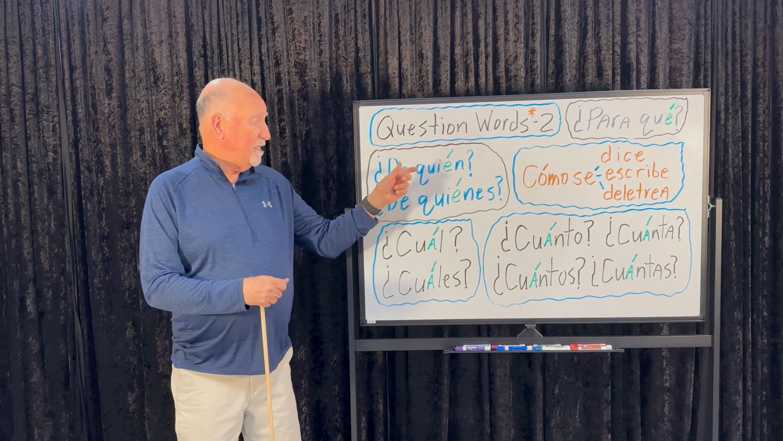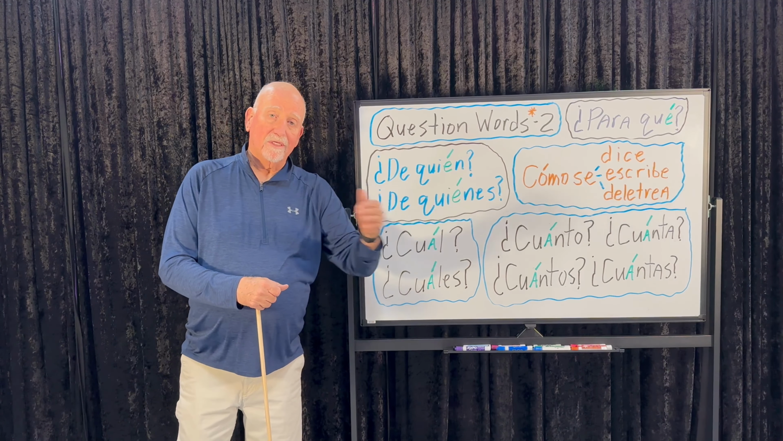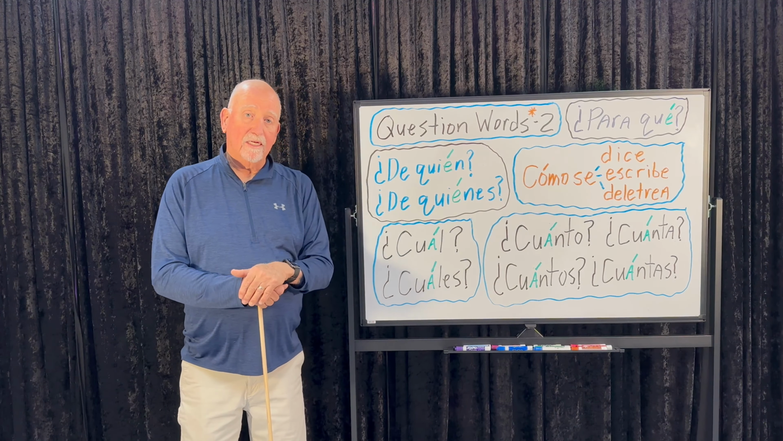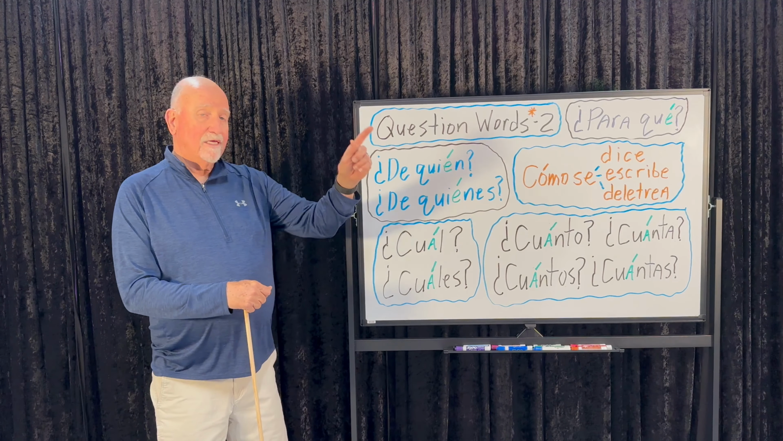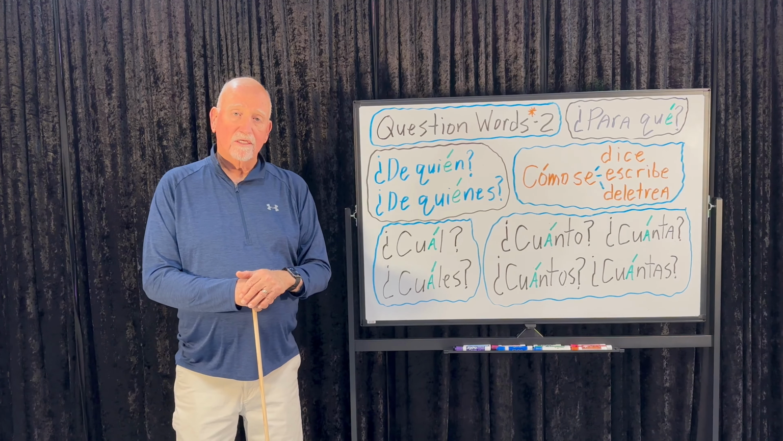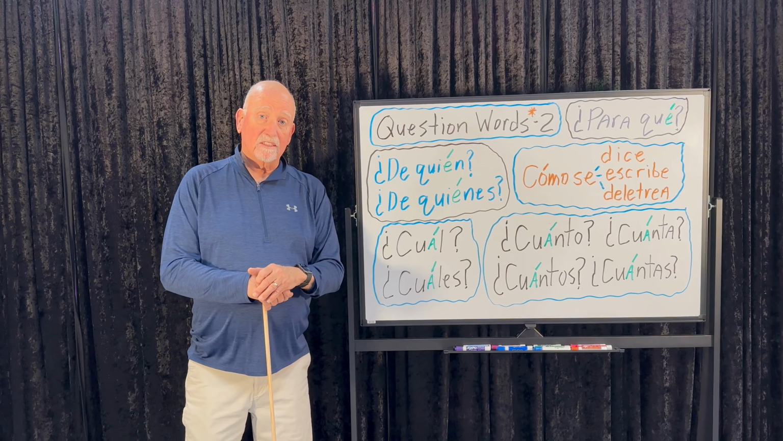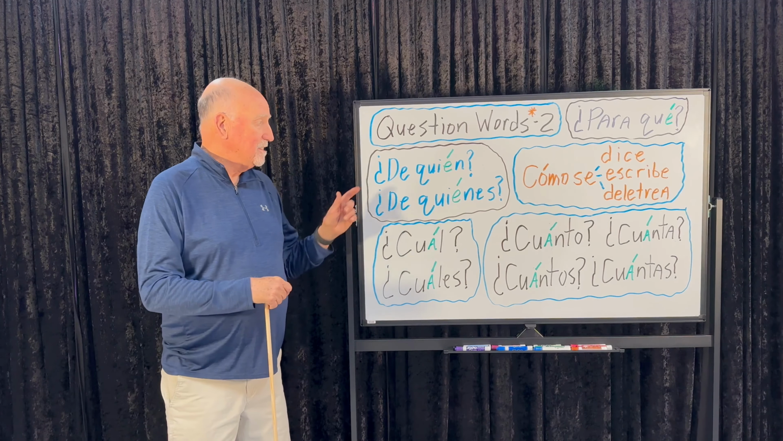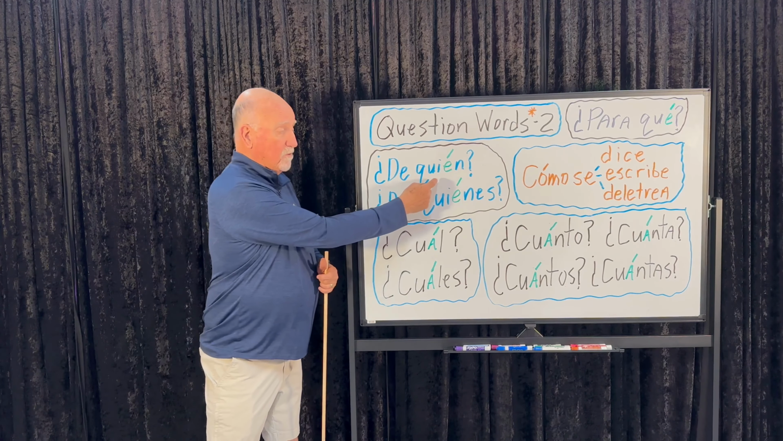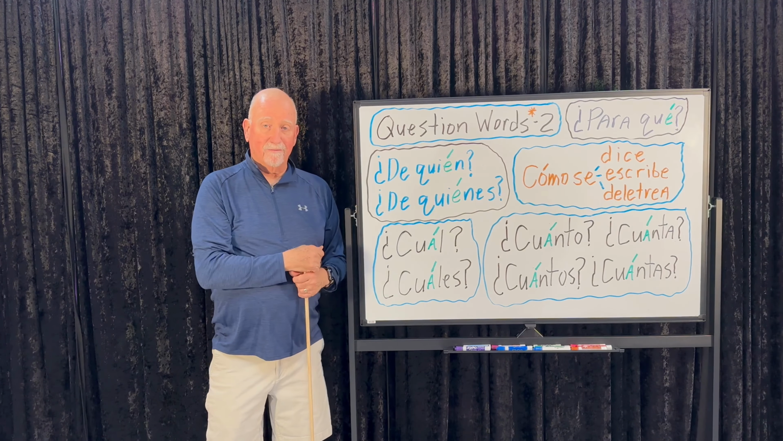Like if I want to say, whose car is it? I would say, ¿de quién es el carro? ¿De quién es el auto? ¿De quién es el vehículo? Right? Whose house is it? ¿De quién es la casa? Somebody says, it's John's. Es de Juan. It belongs to John. And you say, whose? ¿De quién?